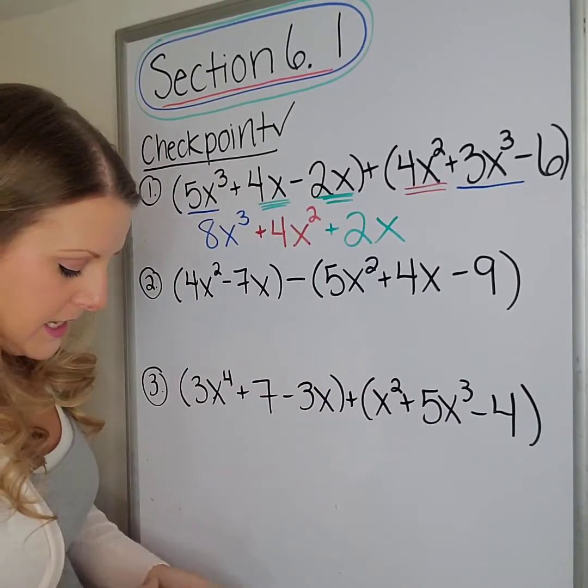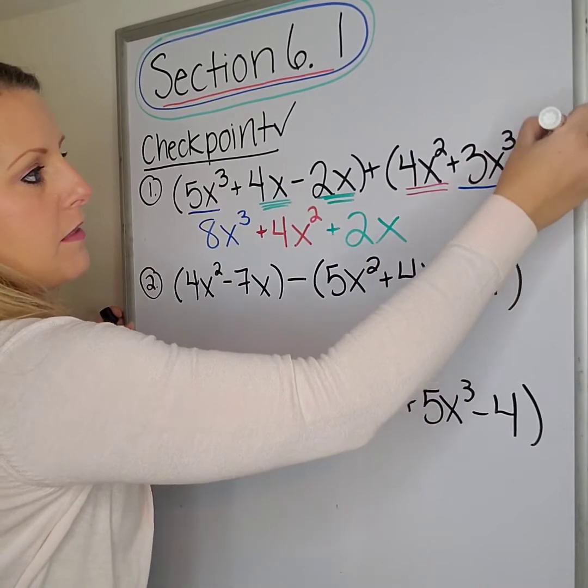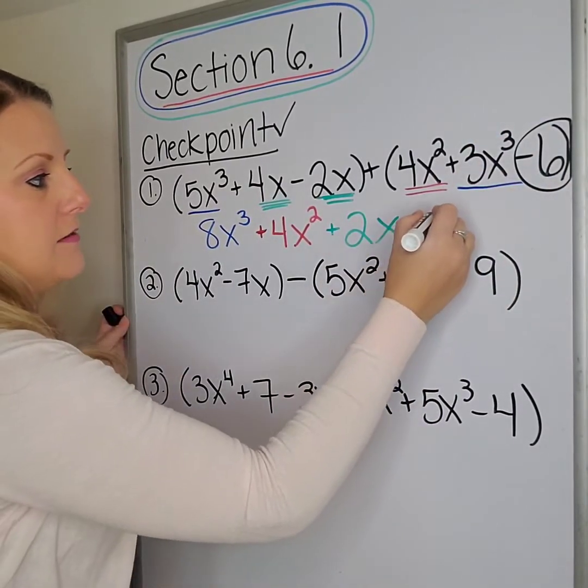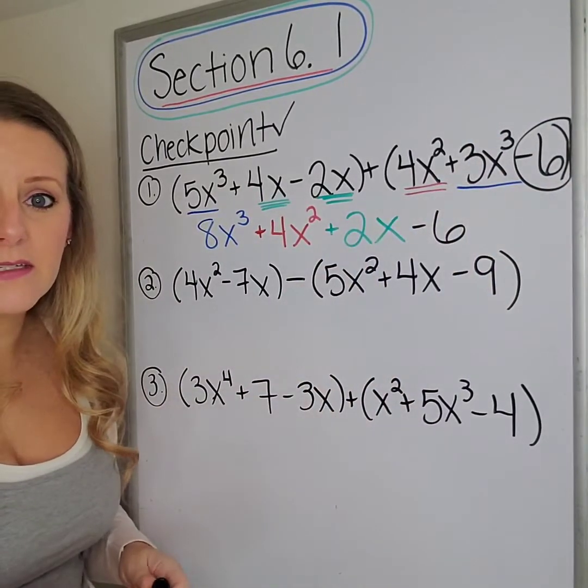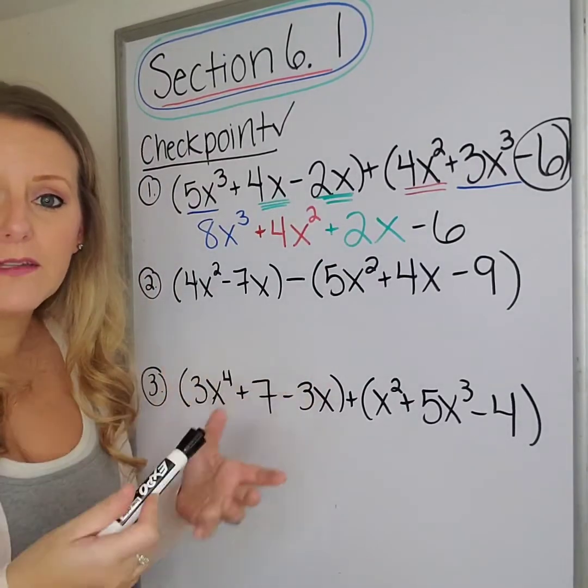And then the last thing is after x, we go to no x. And I only see one thing with no x, and it's a negative 6. So I'm going to write minus 6. If there was 2 things, I would buddy them up and add them together. But there's only one, so we just rewrite it.